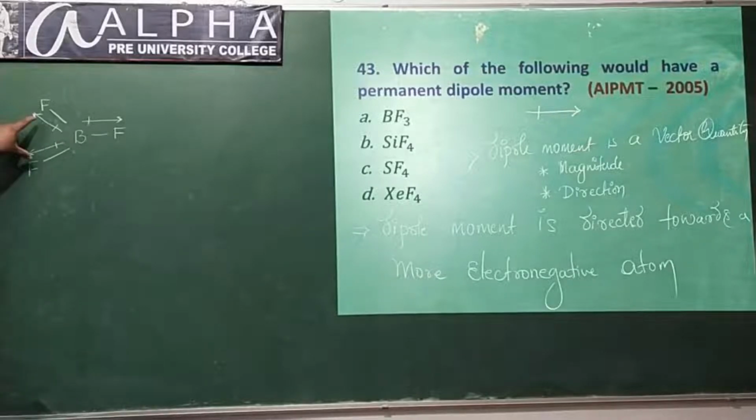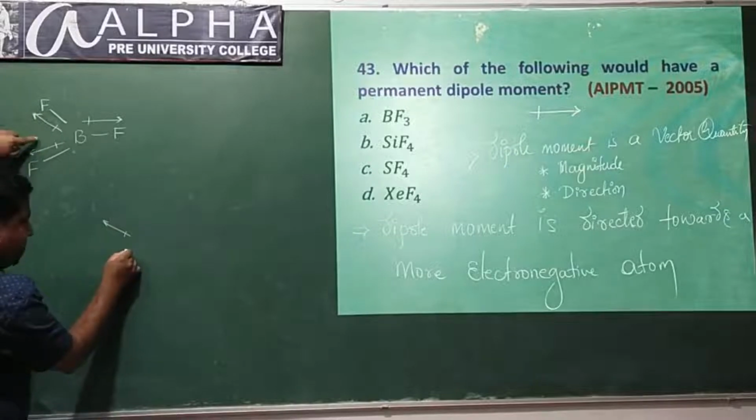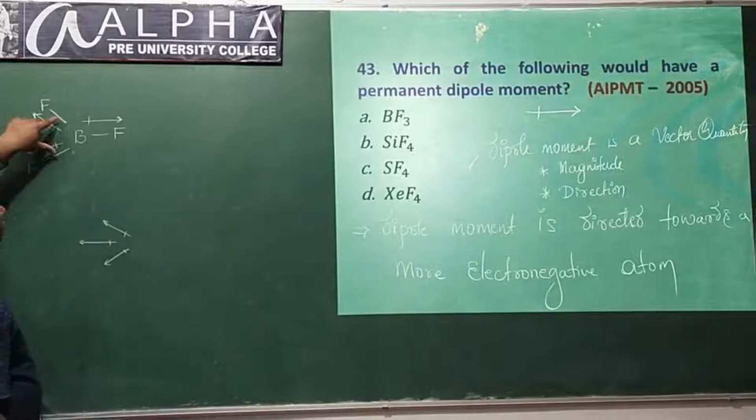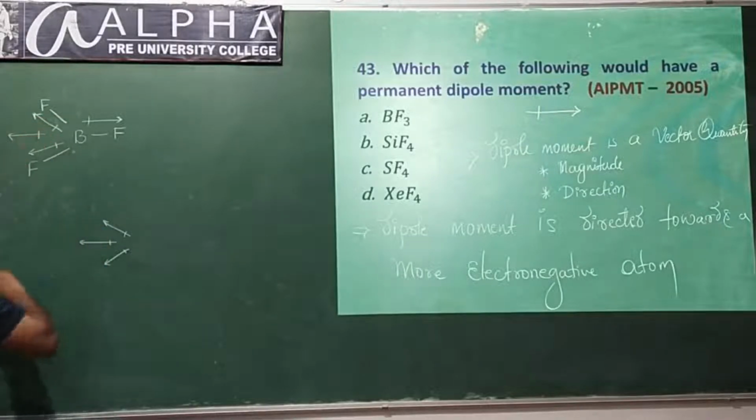I hope you have learnt it in physics, the parallelogram law of forces. This dipole moment is towards this direction, and this dipole moment is towards this direction. What will be the direction of the net dipole moment? The net dipole moment will be in this direction, isn't it? The net dipole moment of these two dipoles will be in this direction, correct?